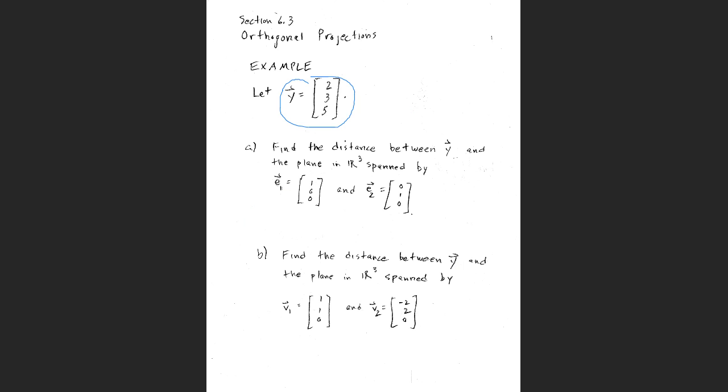Well, now part B, we're still going to have the vector y, and we're going to find the distance between y and the plane in R cubed spanned by vectors v1 and v2. Now, v1 and v2, what do you notice about the set v1 and v2? What kind of basis is that for the plane that those vectors span?